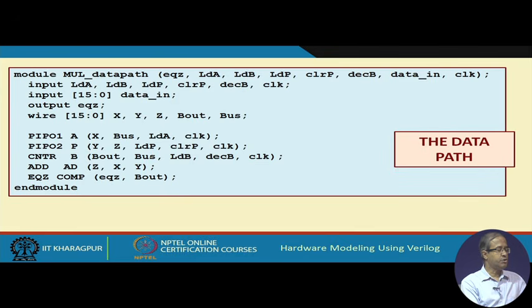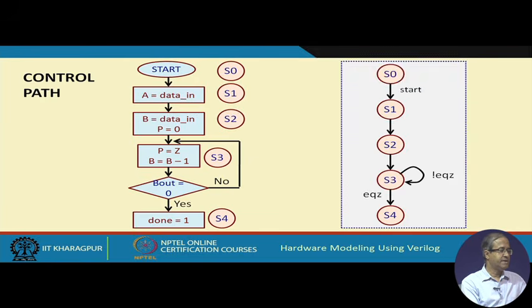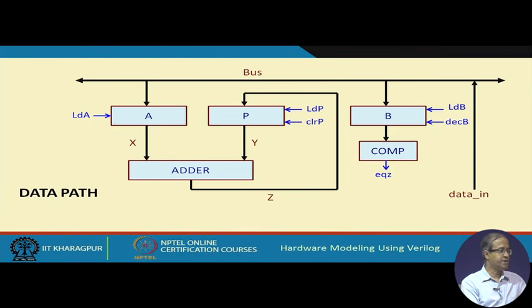So, let us look at the Verilog coding of the designs. Just let us have a look once more here. This is my data path, you remember this. There is one register like this with only load, there is one register with load and clear, one register with load and decrement. This is actually a counter.